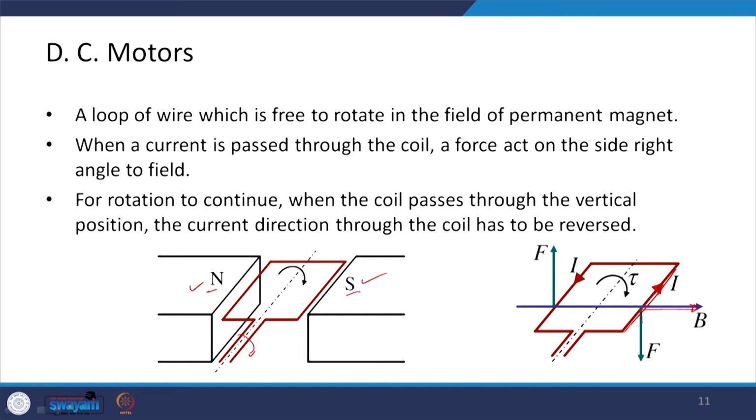And whereas in this conductor the current is in this direction, on this side the current is in the reverse direction. So, you have the force F acting in this direction, and this force forms a couple, and it tries to rotate the coil about this axis. For this rotation to continue, when it reaches this position, there has to be some switching mechanism to reverse the direction of current, so that it keeps on rotating.